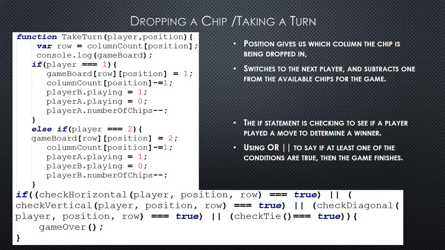Now, the big if statement at the very bottom is run every time we drop a chip, because at any point you can get 5 in a row. It just depends on who gets it first, and it's based on that turn. So the checking is all on the last move played, rather than scanning through the whole grid every time.